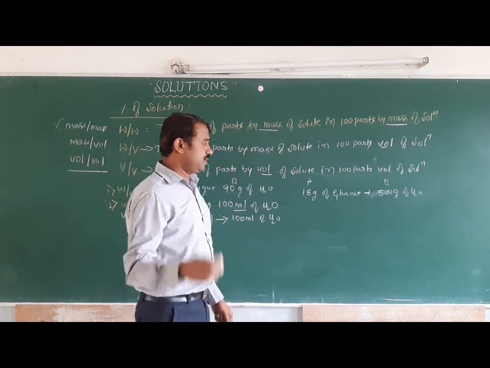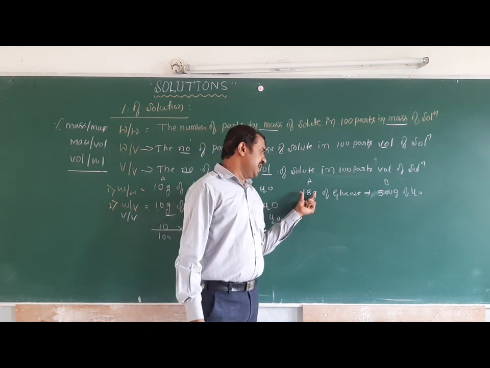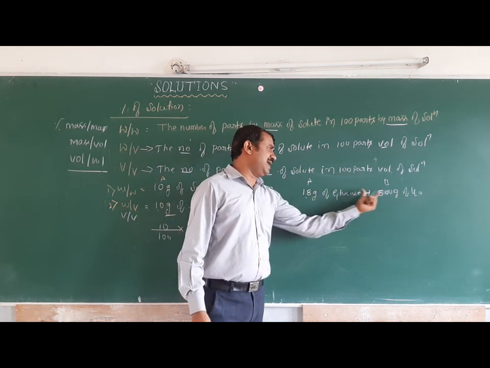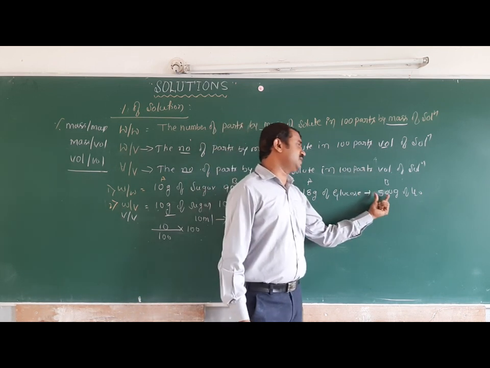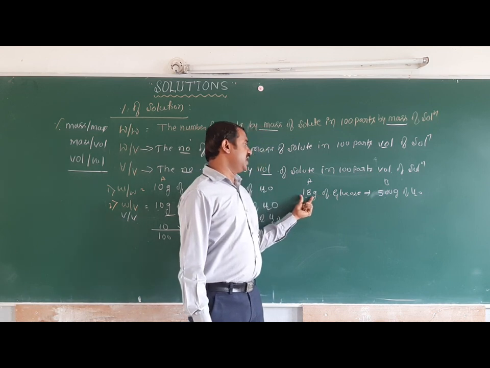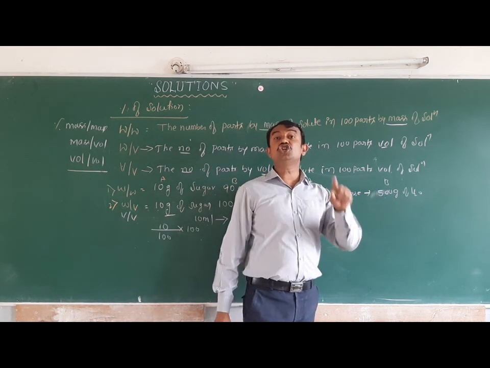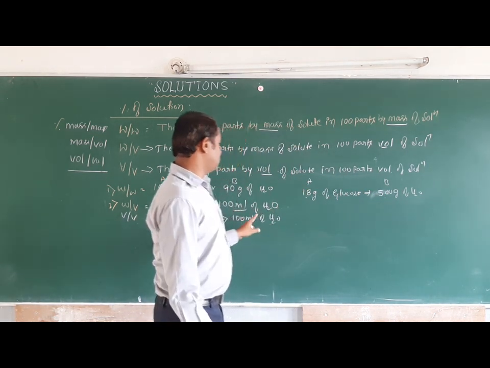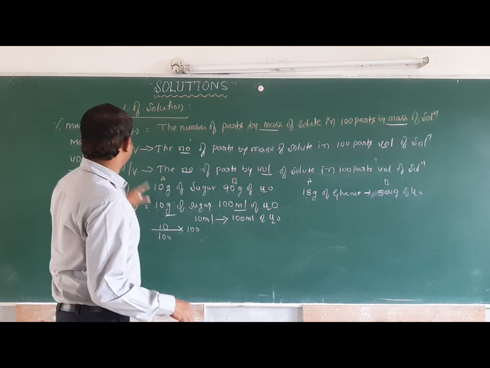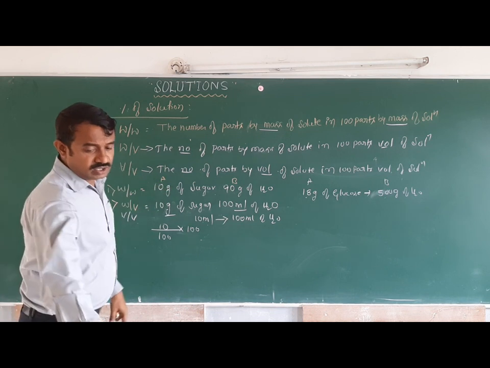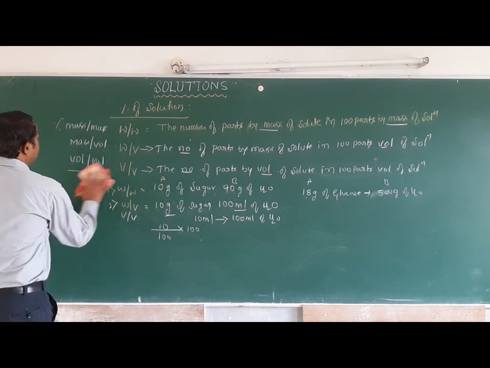You can calculate the percentage of glucose: 18 divided by 18 plus 500, into 100. You will get the percentage of glucose. If you want the water percentage, 500 divided by 18 plus 500 into 100. Into 100 is very, very important. This is the percentage of solution. These are the important points on percentage of solution.